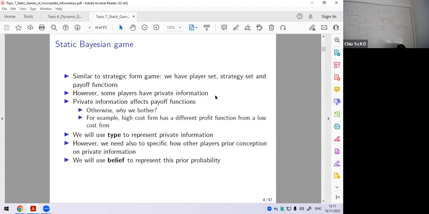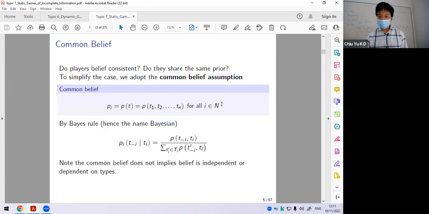Okay, let's see the example. As we said, we call it common belief or common prior, and it is the following. This is the joint probability for each type. So this is the common prior.